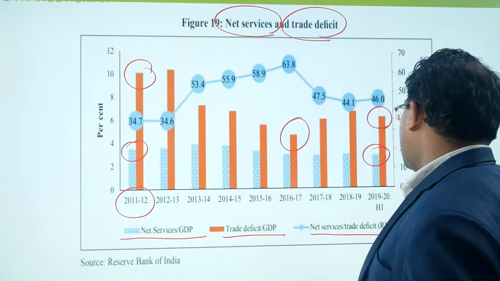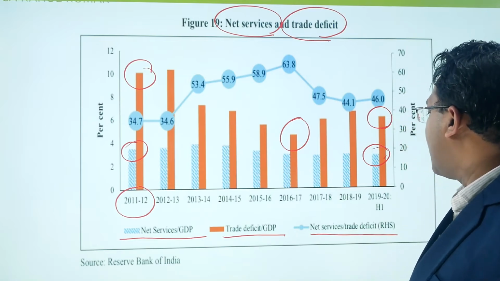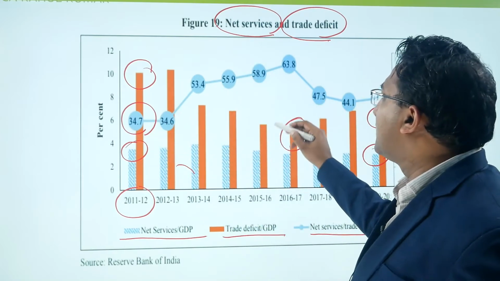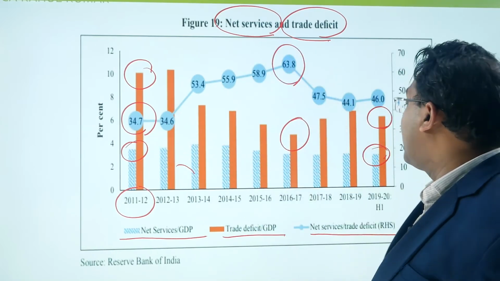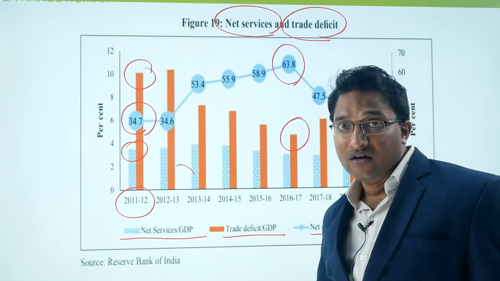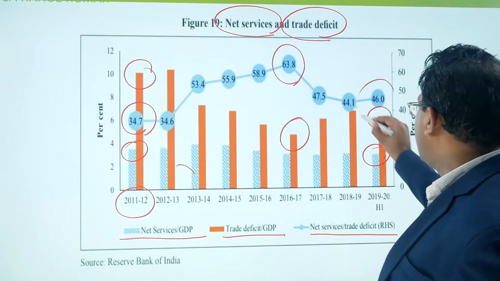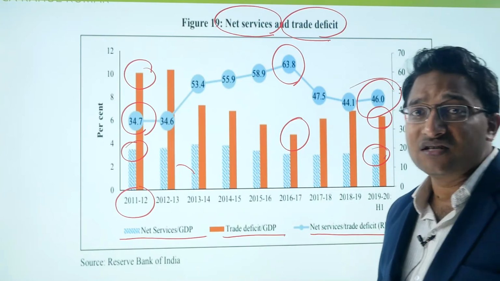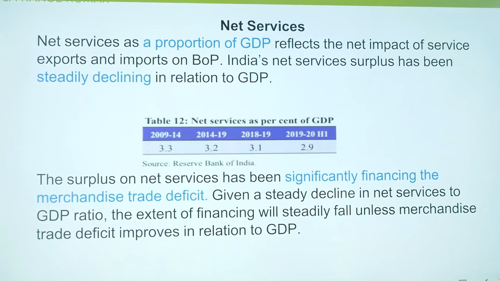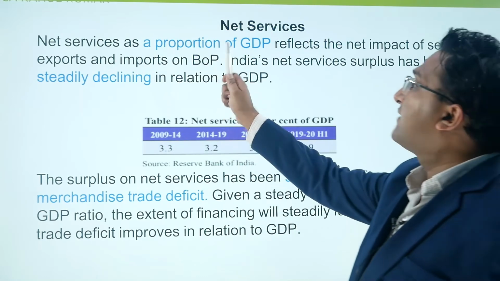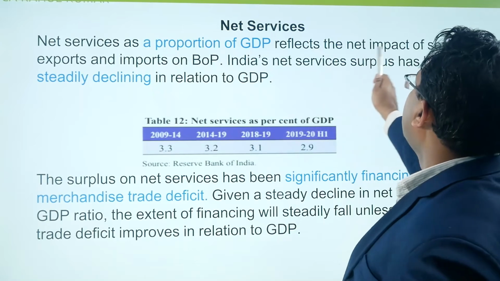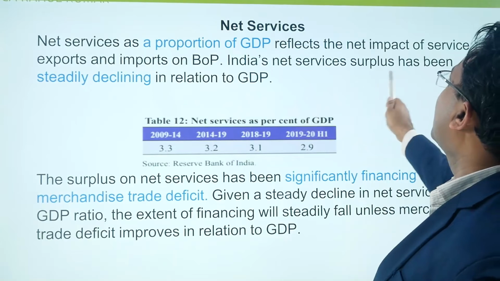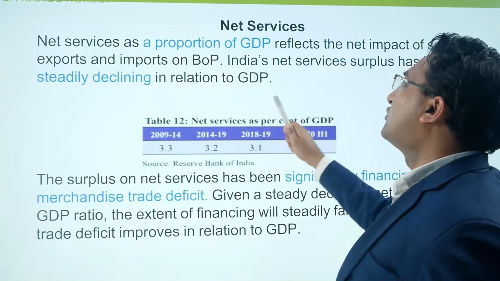Net services to trade deficit. So this net services to trade deficit in 2011-12 this was 34.7%. Then this went up to 63.8%, which is very good aspect. So net services increased, but now it is coming down. So you can see the share of services is declining, which is a cause of concern. So net services as a proportion of GDP reflects the net impact of service, export and import on BOP. India's net services surplus has been steadily declining in relation to GDP.